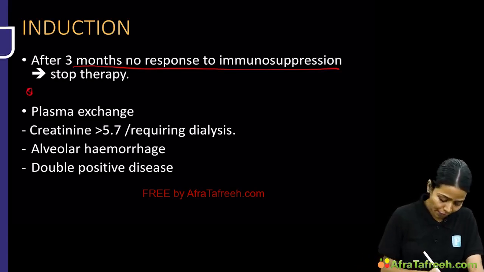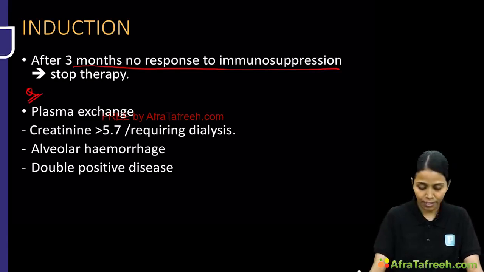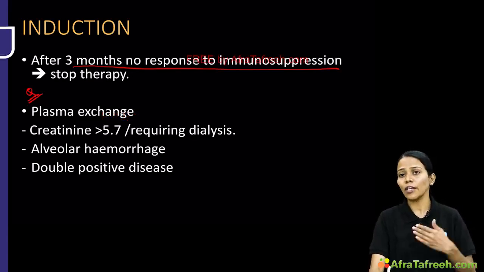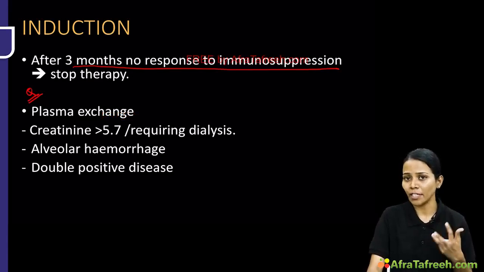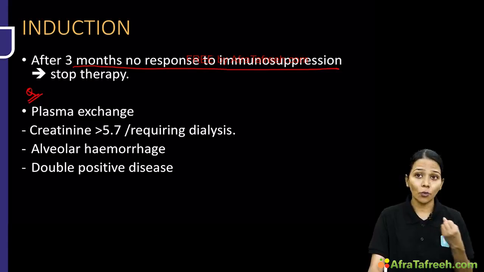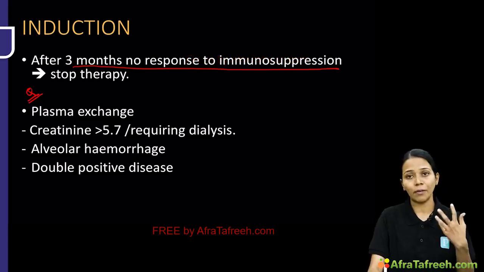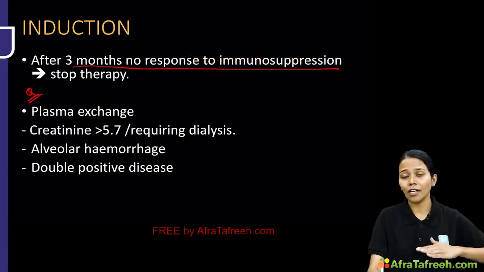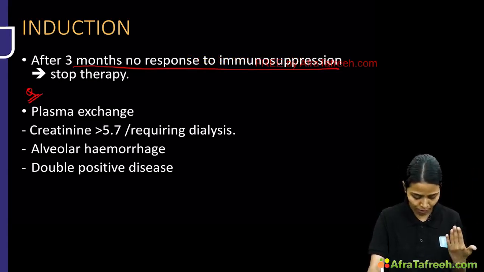Plasma exchange, this is very important. When will you do plasma exchange for patients? Generally, there are three important indications. When it is a very severe disease, that is creatinine more than 5.7, okay. Second is when lung involvement is there, that is pulmonary alveolar hemorrhage, that also indicates severe disease. And if you don't remove the antibodies immediately by doing plasmapheresis, the more antibodies are going to destroy the lung and the hematemesis is going to worsen, okay.